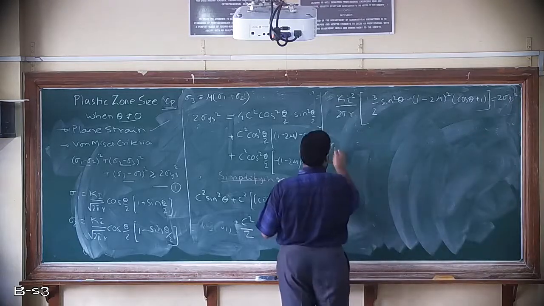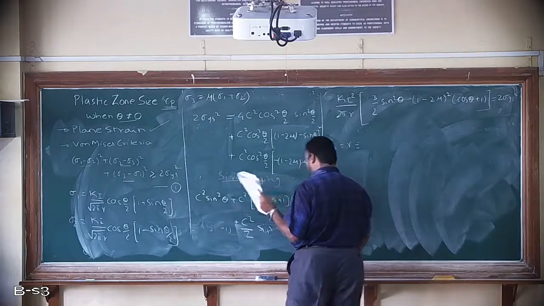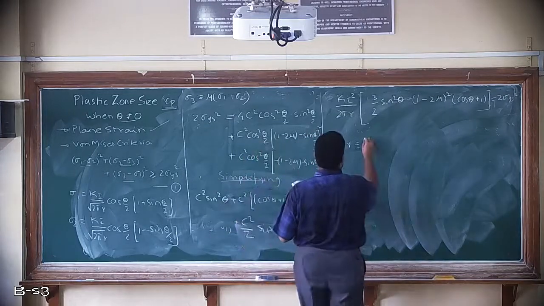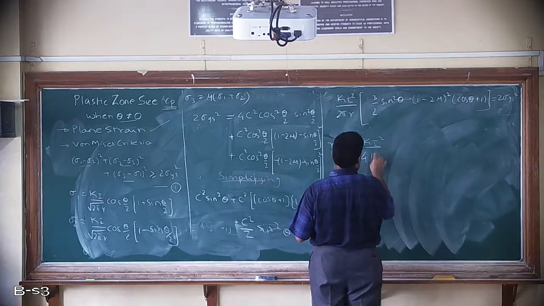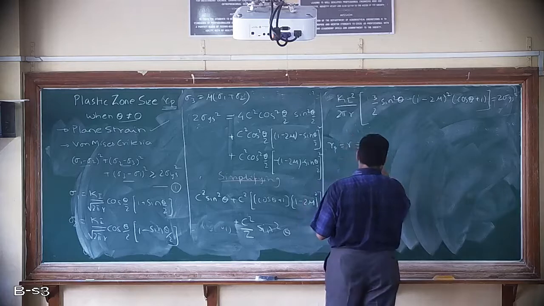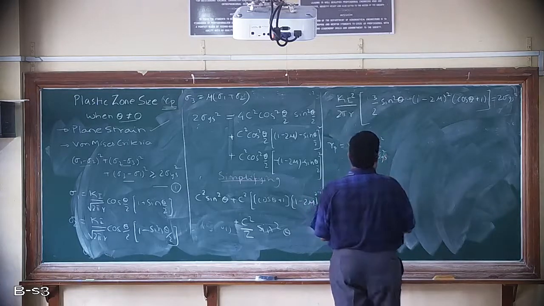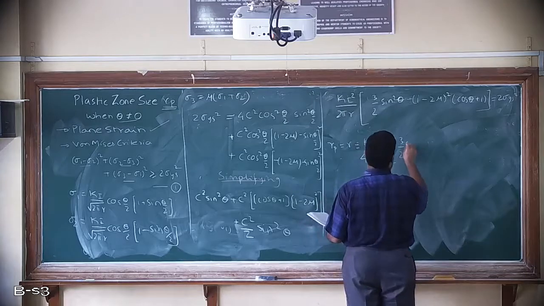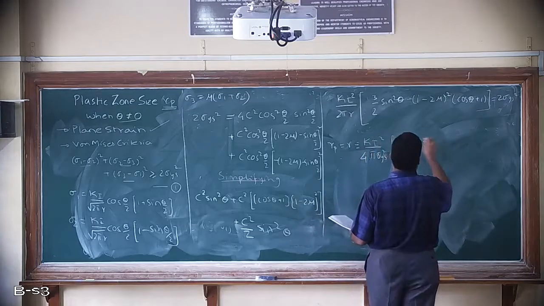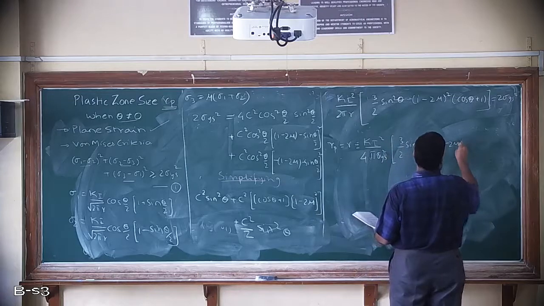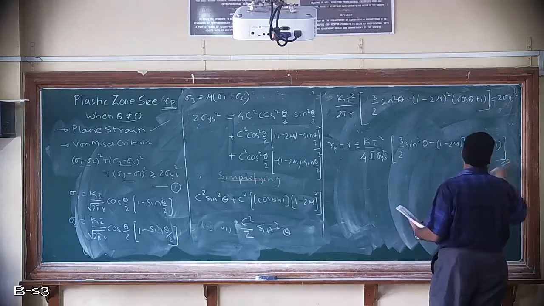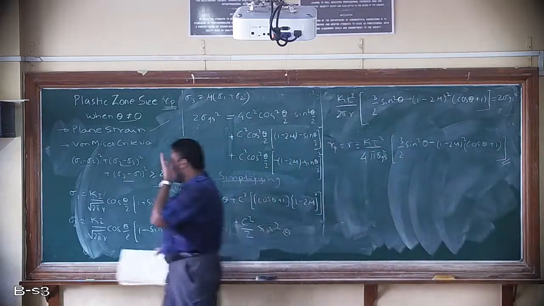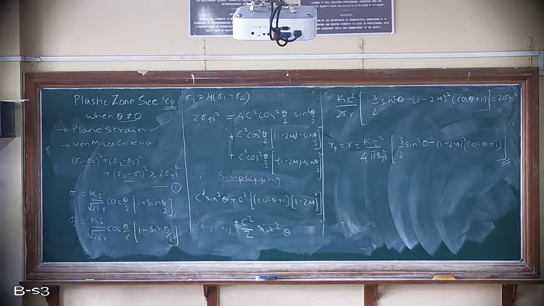Therefore Rp is equal to R. We get it as Ki square upon that sigma 2, and this 2 is 4 pi sigma ys square. And in the bracket we have this term 3 by 2 sin square theta minus 1 minus 2 mu the whole square into cos theta plus 1. And this is the expression for the plastic zone size in plane stress condition using von Mises criteria.